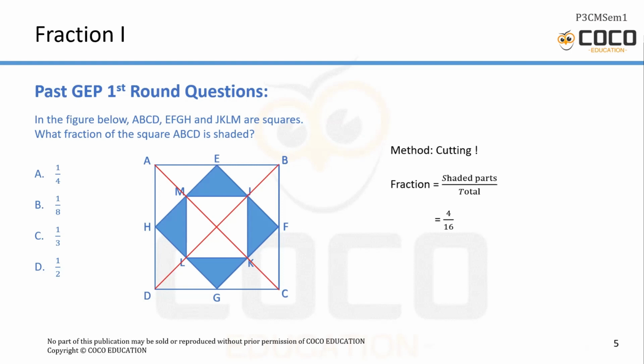Once you have 4 out of 16, as we see in the options A, B, C, D, none of them is 4/16. Why? You have to find the simplest form, right? So for the simplest form, we divide both by 4, which is 1/4. Okay, so 1/4 gives us the answer for option A.